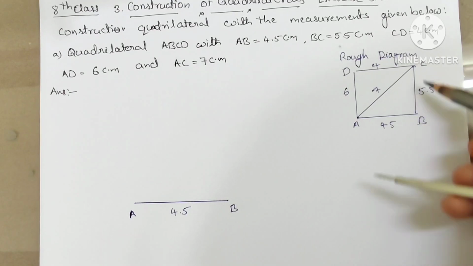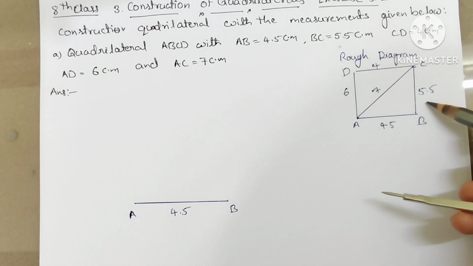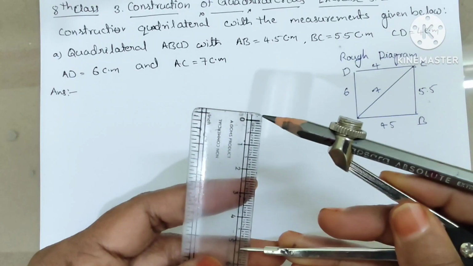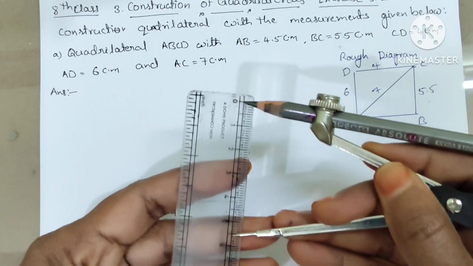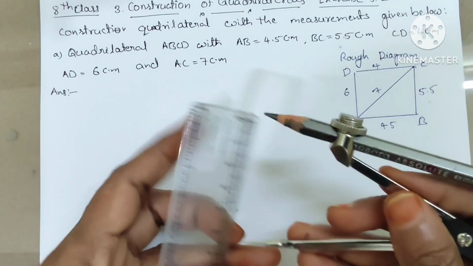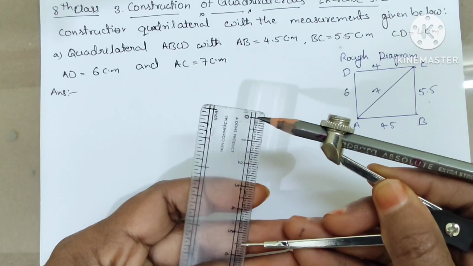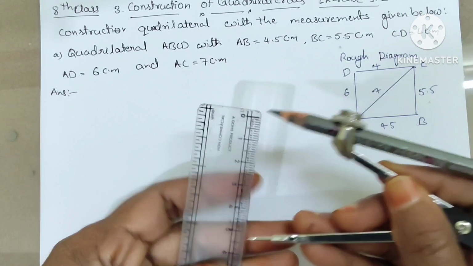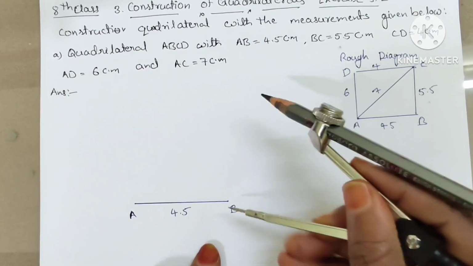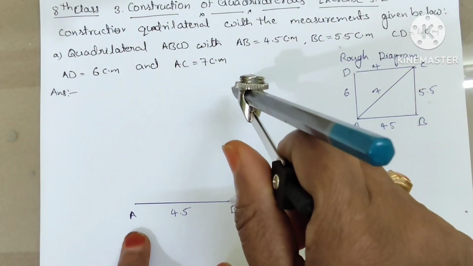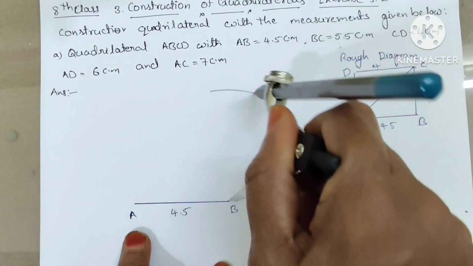Now next we draw the BC line. Here BC is 5.5 centimeters. Now we use the scale and rounder. Here 0, next 5.5. Exact 5.5 is there. So now, with the pointer on B, draw one arc.